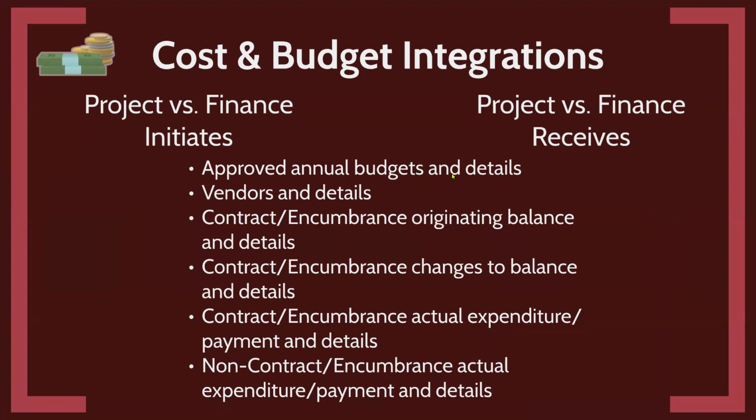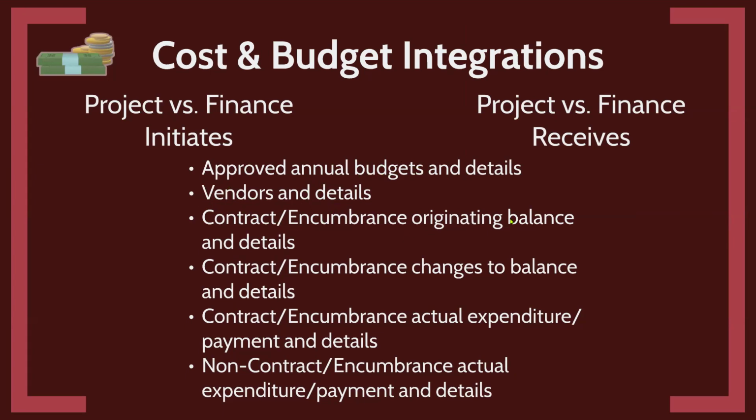Approved annual budgets. Many times the ERP systems also don't have the ability, or don't do it well, to handle multi-year budgets. So your CIP often doesn't even exist in an ERP system. So I always say annual budgets. And then vendors and details about vendors. Again, I think that should always come from the finance system because it makes life easier.